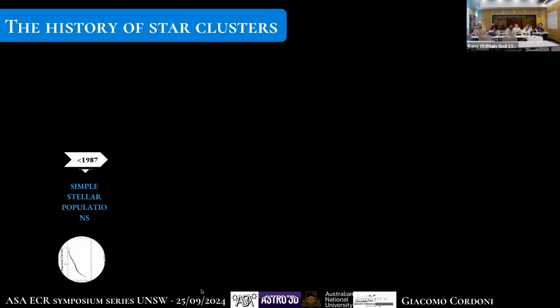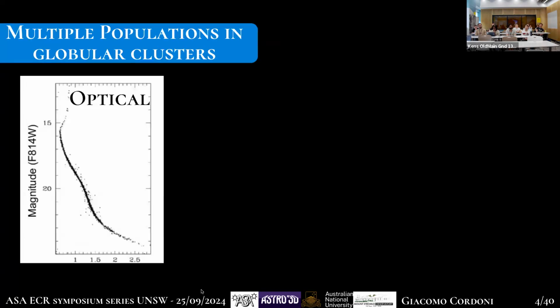So I put 1987 because that's where we started to realize that something was a bit different. But okay, why is it different? So this CMD is made in the optical filter, so HST optical filter. And so far, okay, all good. So it's actually very similar to a simple star population.